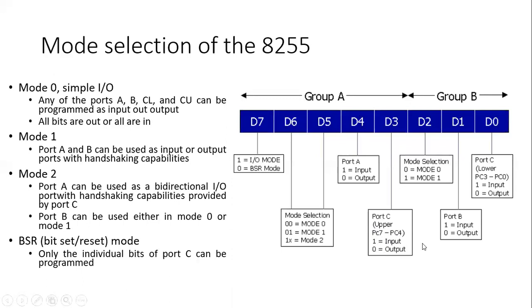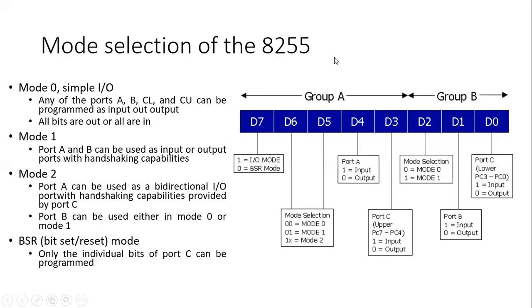Otherwise, it is 0. Similarly, D2 is the mode selection: 0 for mode 0, and 1 for mode 1. For what ports? Port B and port C lower part. Similarly, input and output can also be configured by placing 1 and 0 respectively. This is what we call the mode selection of 8255.